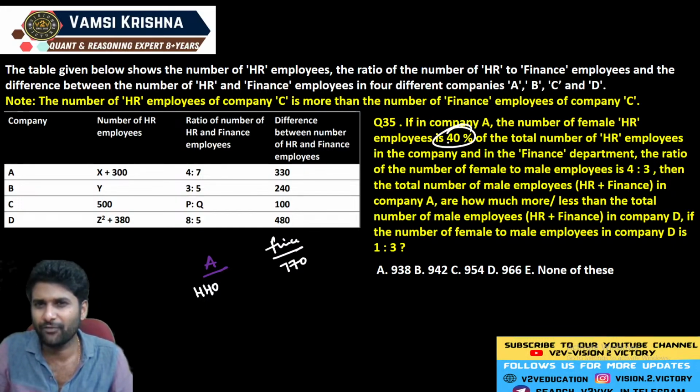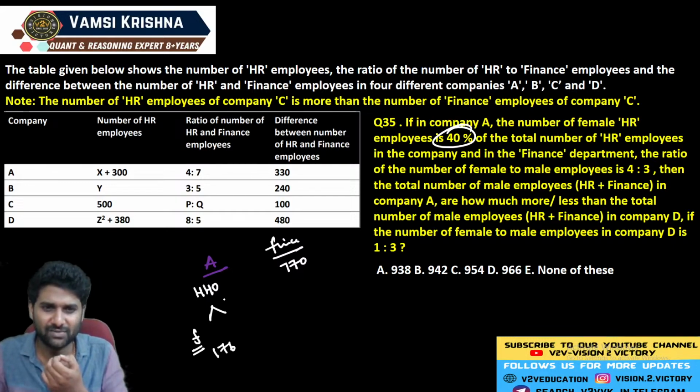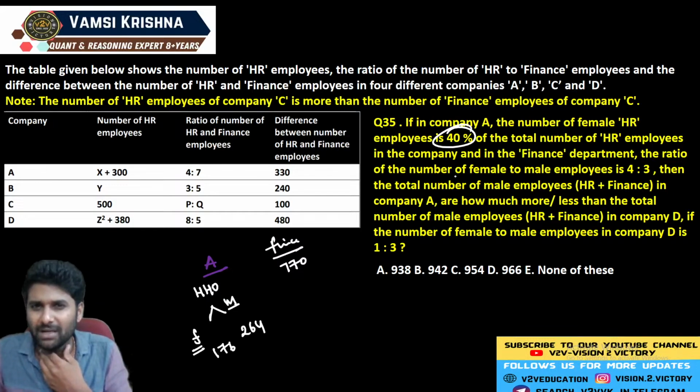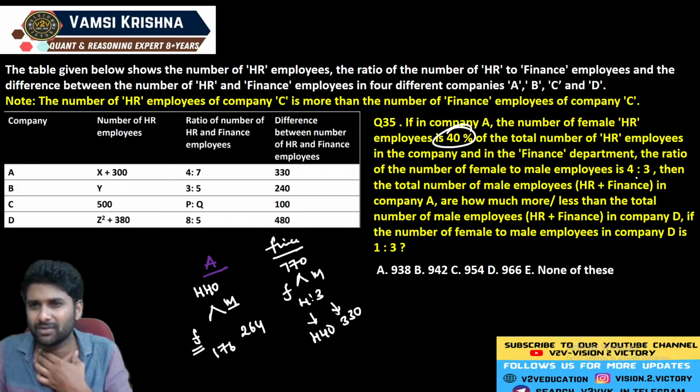They clearly mention that the number of female employees is 40%. 40% of 440 is 176. So what about the males? 440 minus 176 is 264. And the ratio of number of females to males is 4 is to 3. Female to male is 4 is to 3. Now again it becomes 440, it becomes 330. Now we are done with this part.